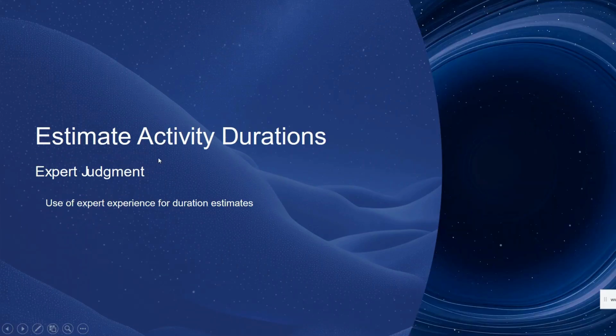Next, we have the estimate activity duration. In this process, the project team estimates how long each task will take based on resource availability, task complexity, and external factors. Under estimate activity duration, we will use expert judgment. It means the use of the expert's experience for the duration estimate. So, expert judgment is based on your experience.